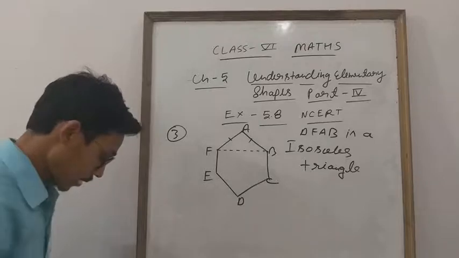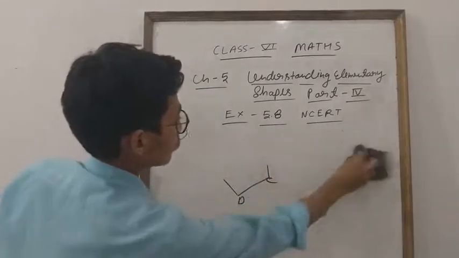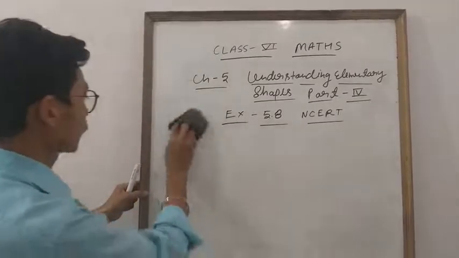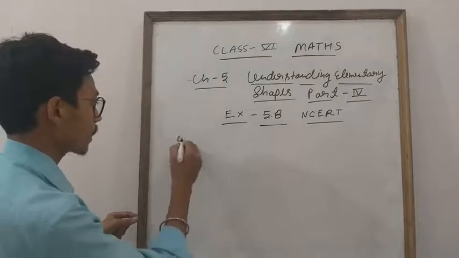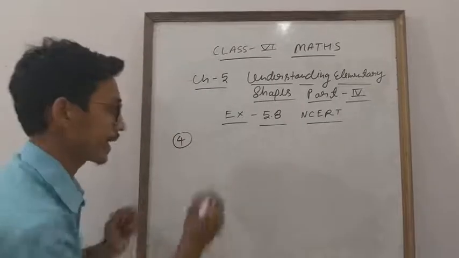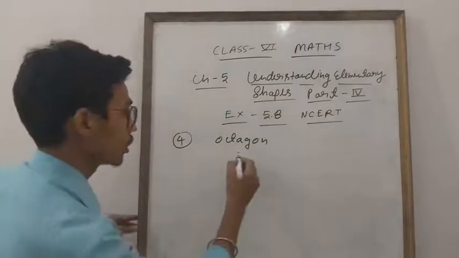Okay, student. Now question number 4. What is given in question number 4? We will discuss. That was question number 3. We will discuss question number 4. What is given? Draw a rough sketch of a regular octagon. Now you have to draw an octagon. Octagon means, student, 8 sides. Everyone knows. So we will draw 8 sides.